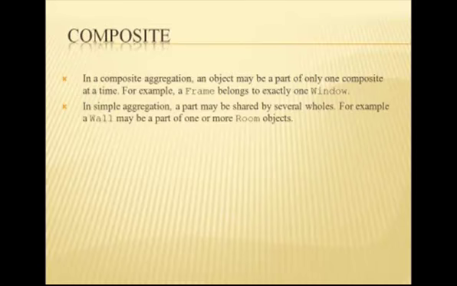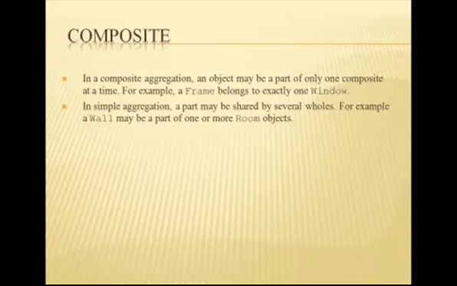Composition means full dependency, a strong dependency between classes, and we can say it's a strong form of aggregation. If one class is destroyed, the other class object which is dependent on this class will also be destroyed. This is called strong aggregation, a strong relationship between the classes. We define the strong relationship using the composite relationship.